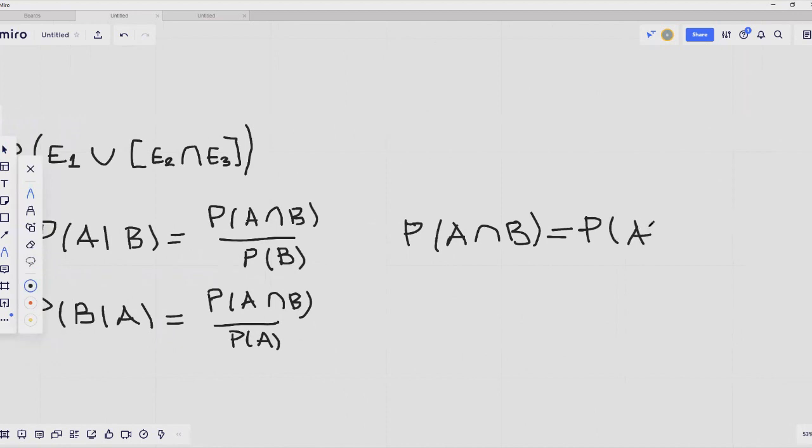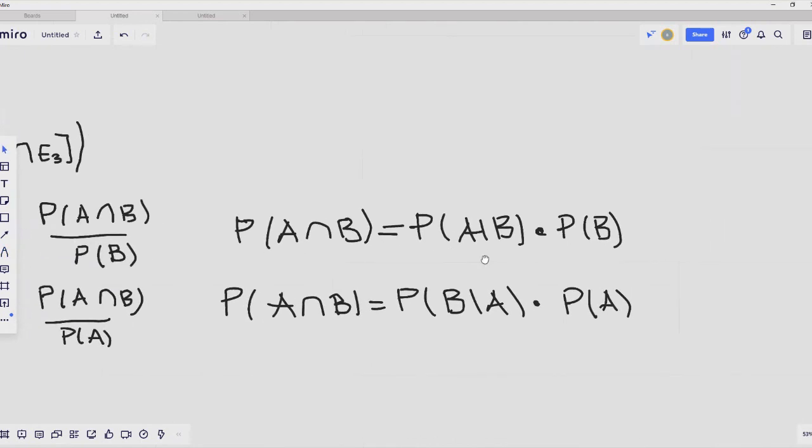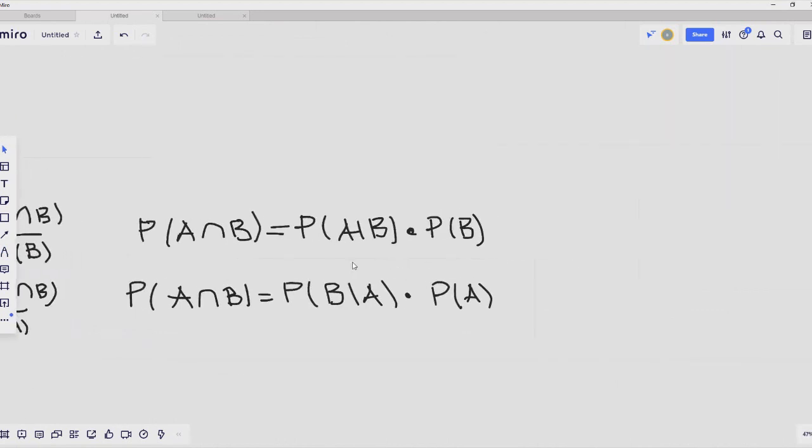First one is using the conditional probability of A given B multiplied by the probability of B. And the second way is that we can express the probability of the same intersection as the probability of B given A multiplied by the probability of A. So if we would like to express our probability of intersection, then we have two ways to do it.